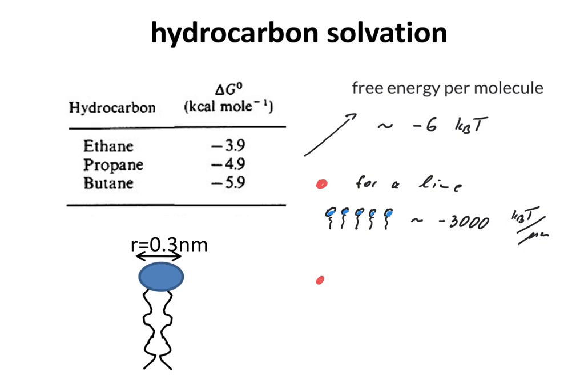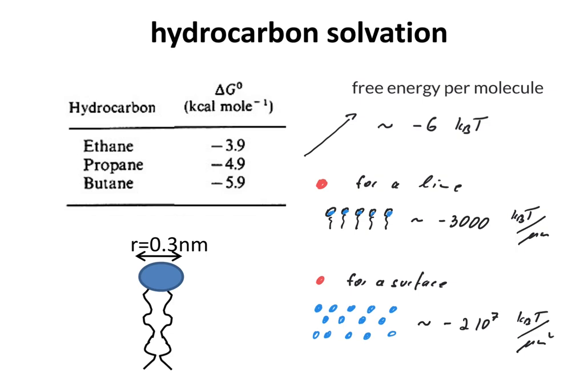Likewise, we also could consider, if we have this molecule here, we can calculate the surface energy involved in such a process. So we assume the lipid is just a cylinder, and from that we can calculate the surface, and we end up in a surface energy of minus 2 times 10 to the power 7 kBT per square micron. Now, these numbers we will come back to in what follows.